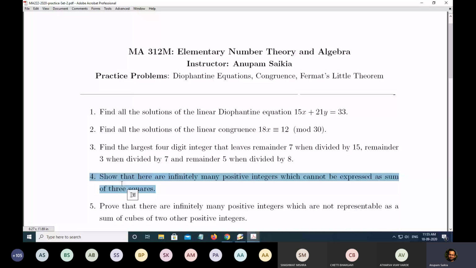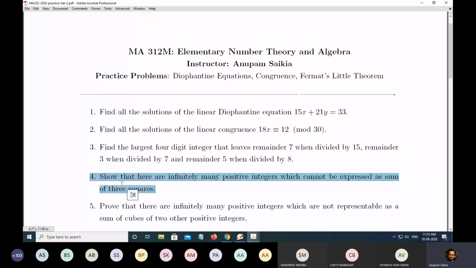For example, 5 you can write as 2 square plus 1 square. 17 you can write as what? Sum of 2 squares. Can you suggest? 4 square plus 1 square, sir. Yes, 4 square plus 1 square is also fine.